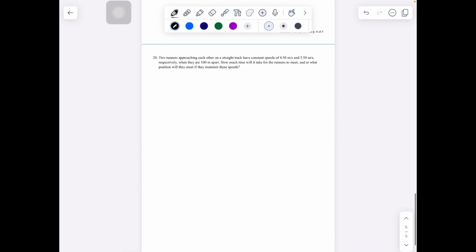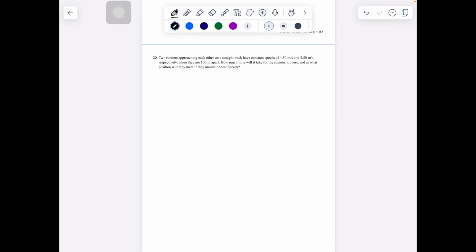Alright, last question by the looks of it. Two runners approaching each other on a straight track have constant speeds of 4.5 meters a second and 3.5 meters a second, respectively. When they are 100 meters apart, how much time will it take for the runners to meet, and at what position will they meet if they maintain these speeds?